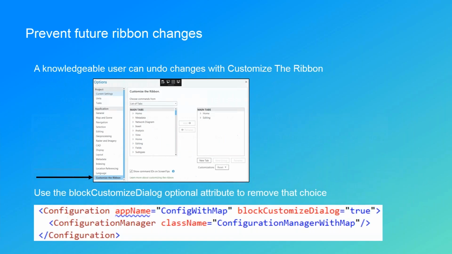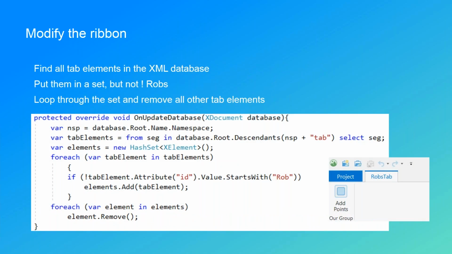Well, just to review a little bit here, when I was modifying the ribbon, I did an override of the onUpdateDatabase method. In that method, I wrote a little bit of code to get all the tabs, find out which tabs started with a keyword, keep those tabs, but remove all the others. So put all the others in this hash set here and then remove them.